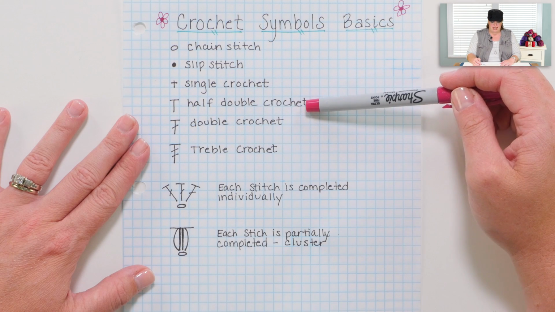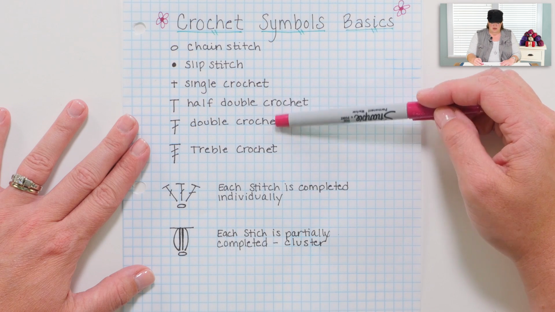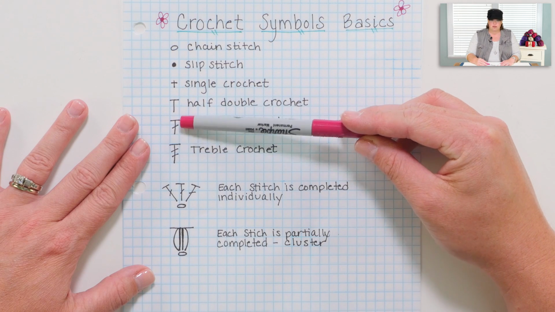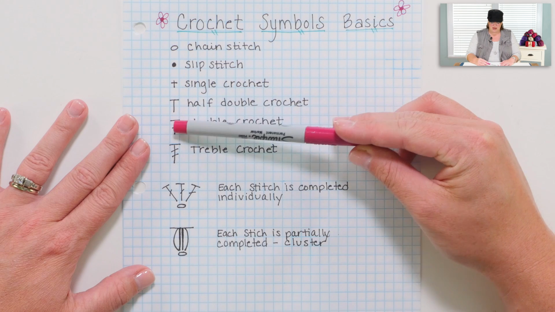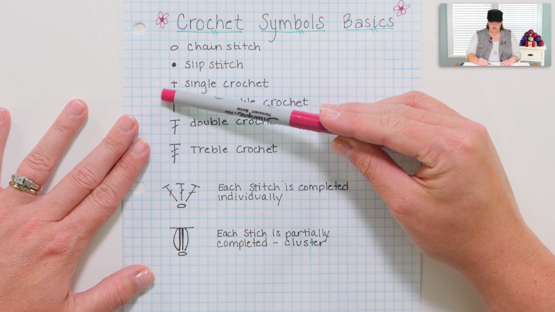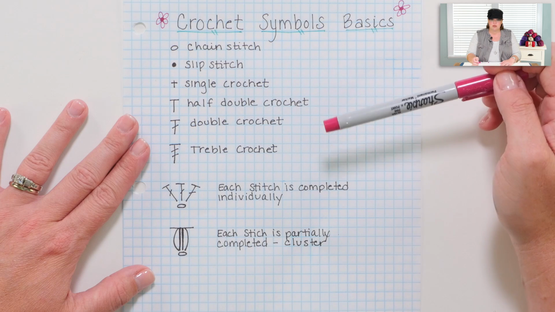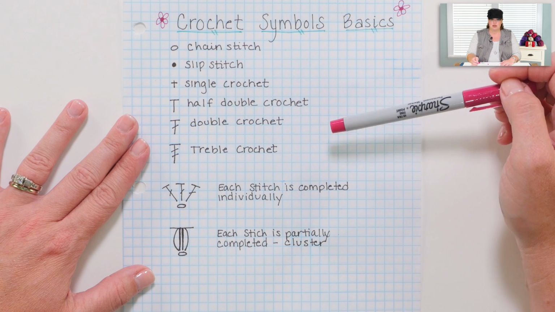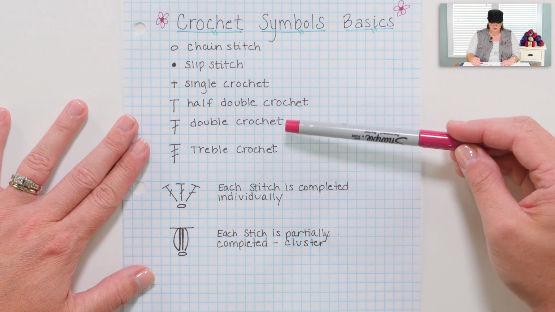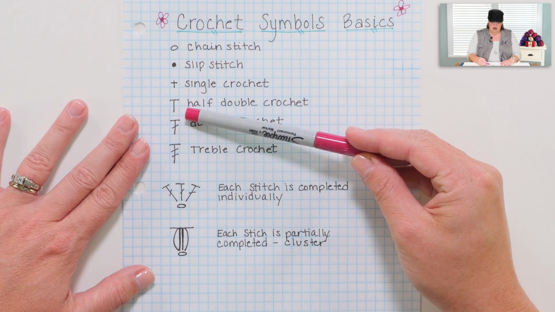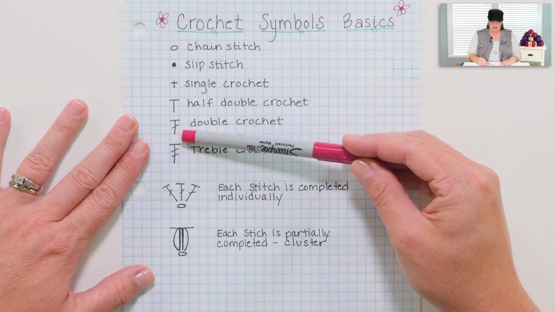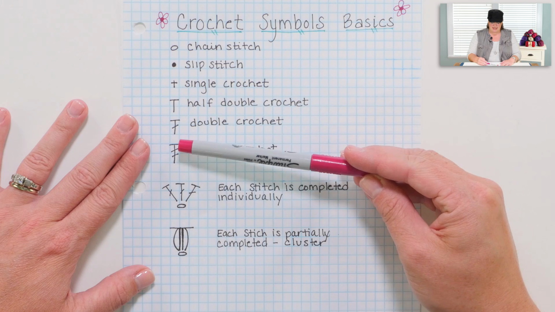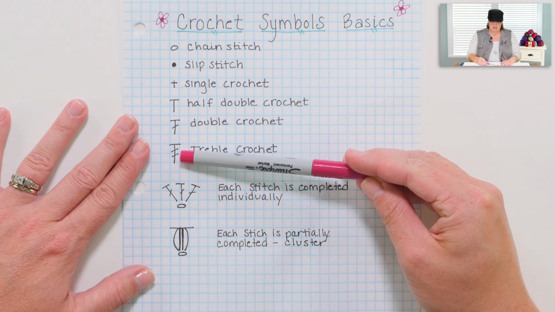The half double crochet is that little brother, or kind of half brother, to the double crochet. And so it is partially like the double crochet symbol, but it doesn't have that slash mark. So for the half double crochet, the symbol is an uppercase T. So anytime you see an uppercase T, that means you're going to be doing half double crochets. Double crochets are represented as an uppercase T with one slash mark. The treble crochet is represented as an uppercase T with two slash marks.